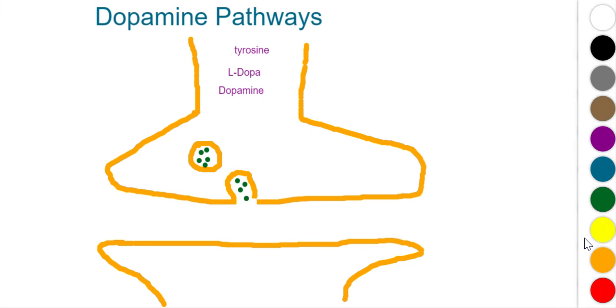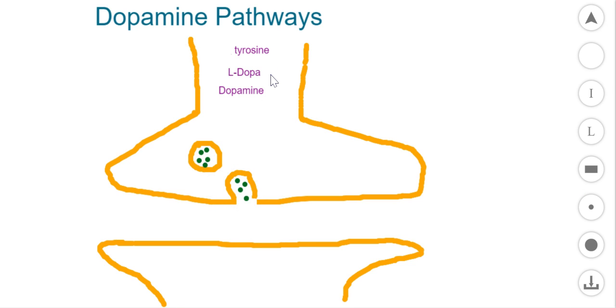Hi, really quickly in this video, I want to talk about pathways we go through for dopamine. So first of all, we use tyrosine to make dopamine and also a couple of other neurotransmitters. And that's because tyrosine is an amino acid. You need it to make protein, so it's found in your cells.